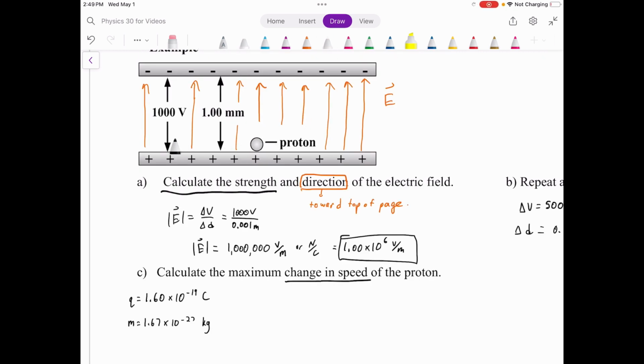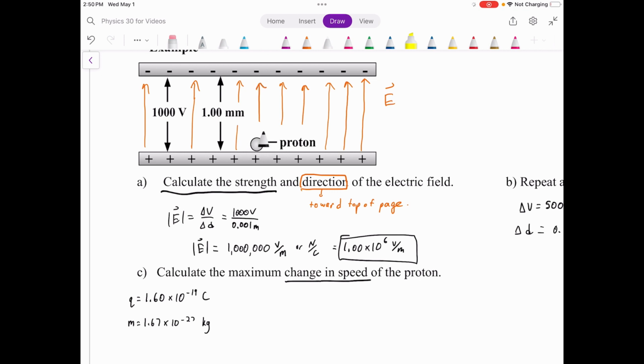Now let's think about this. We also know the potential difference across the plates, right? In other words, we know how much a charge's energy would change by for every coulomb of charge that it has by going from here to here, by moving from this position to this position. That's what this number represents: the number of joules of energy exchange it could go through by moving from this position to this position.